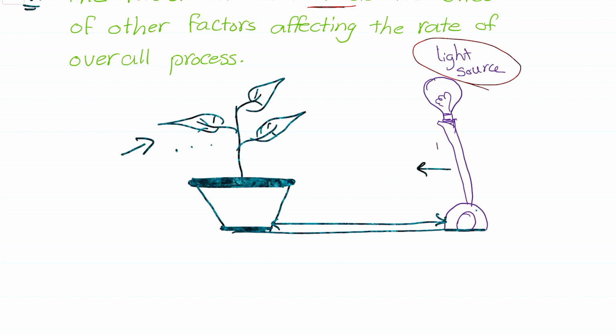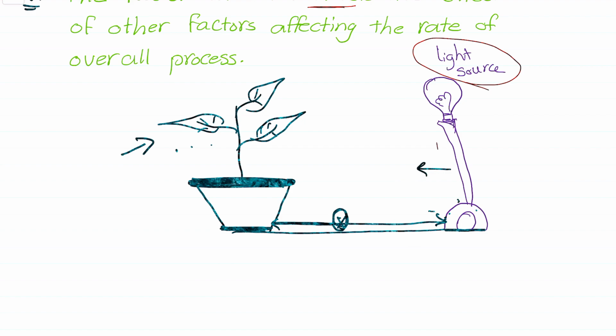Firstly, they found that the rate of photosynthesis increased by decreasing the distance between the light and the plant. Why? Because by decreasing the distance, we are increasing the light intensity, so the rate of photosynthesis will increase. But at a certain point, they found that after this point, although we are increasing the light intensity or decreasing the distance between the light and the plant, the rate of photosynthesis starts to be constant.